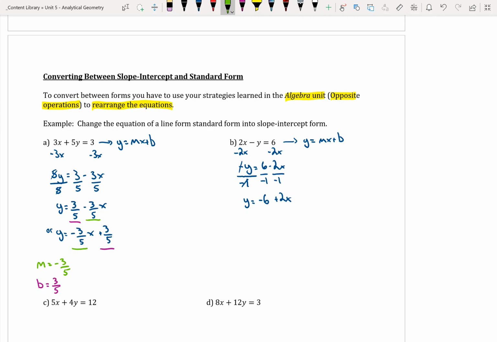Now I can get my slope, m value, which is the number that's multiplying the x. So m equals 2. And my constant, or the number left over, is my y-intercept, or negative 6.